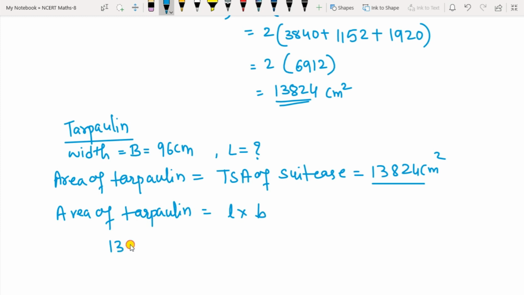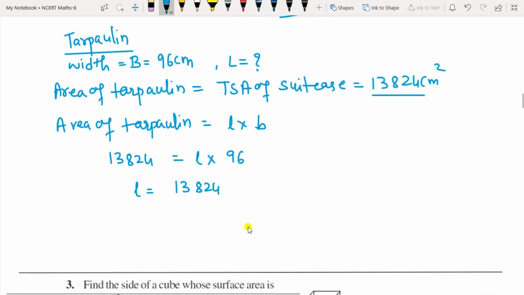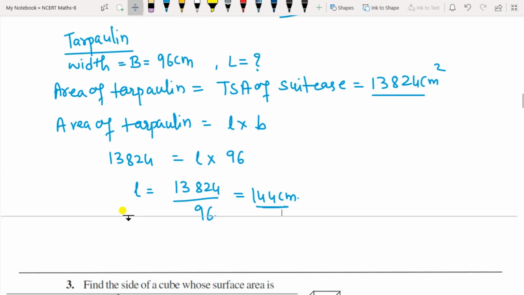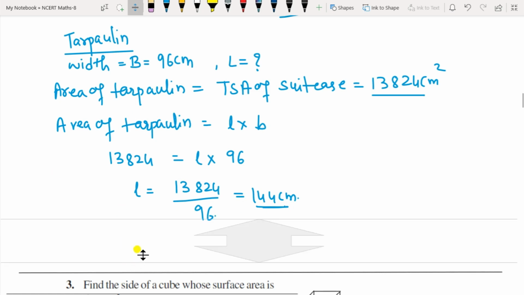So 13824 equal to L, and breadth is given as 96. So L equal to 13824 divided by 96. Okay, so you get the answer as 144 centimeter. Now this is the length of the tarpaulin. Okay, now we want the required tarpaulin to make 100 suitcases, for covering the 100 suitcases.